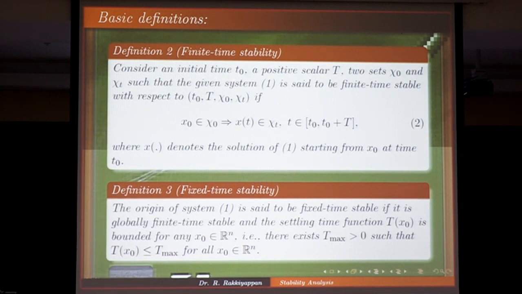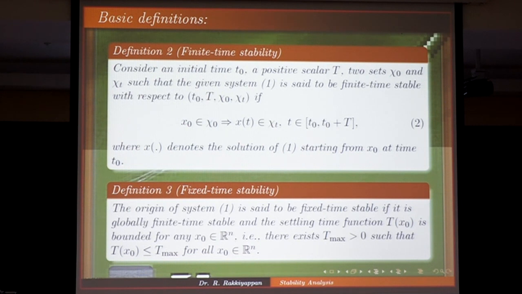So consider an initial time t naught, a positive scalar T, and two sets psi naught and psi T. The given system 1 is said to be finite time stable with respect to these values if x naught belongs to psi naught implies that x of t belongs to psi T for all t belonging to the interval t naught to t naught plus T, where x denotes the solution of the given system 1 starting from the initial condition x naught at time t naught.